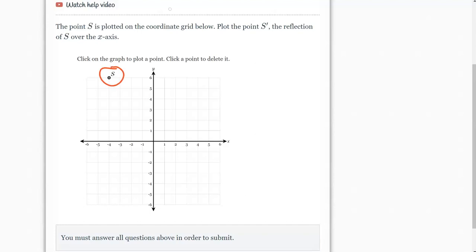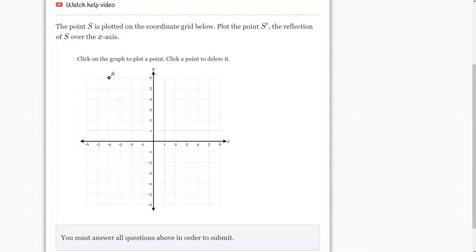So this is S, my starting point. And I want to create a point that's called S prime. But I need it to be in the same position, but jump over this x-axis down here. Here's my x-axis. So I want this point to jump over the x-axis and go perfectly in the other direction, like that. Go perfectly down there.